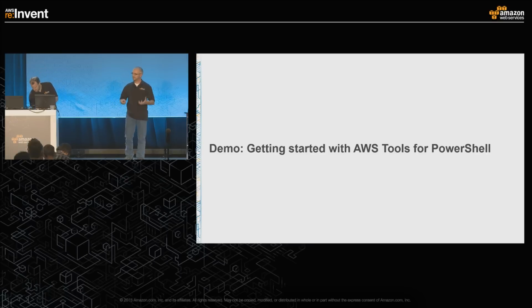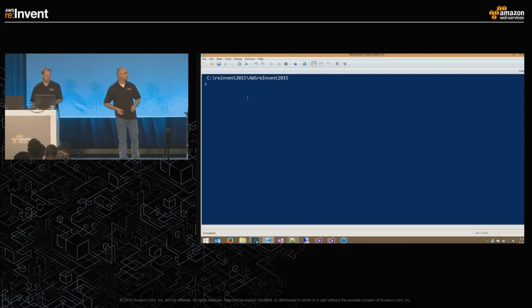So let's go through how you would get started, your first 5 minutes with the tools. So here we are in the ISE. And Norm, when we make calls to AWS, obviously we need credentials. Right. Okay? And most AWS resources are scoped by region, so we need to set up a region.